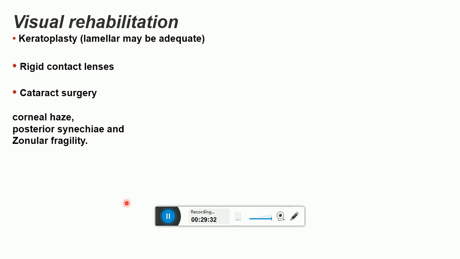Visual rehabilitation. Lamellar keratoplasty may be adequate, or penetrating may be required for residual dense corneal scarring. Rigid contact lenses may be required for irregular astigmatism, but are generally only introduced at least 3 months after reepithelialization. Cataract surgery may be required because secondary lens opacities are common, but in the absence of severe corneal opacification, surgery may be hampered by corneal haze, posterior synechiae, and zonular fragility.